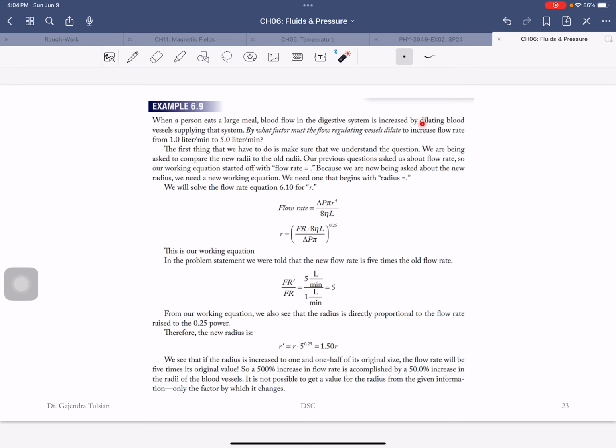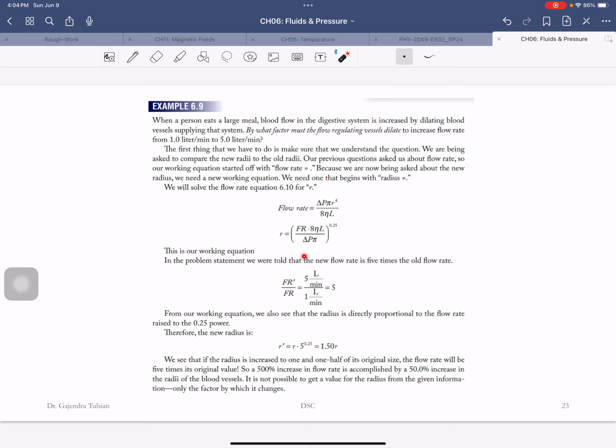Okay, so when a person eats a large meal, the blood flow in the digestive system is increased by dilating blood vessels supplying the system. So let's say you want to increase the flow rate from 1 liter a minute to 5 liters a minute. So you increase the flow rate by a factor of 5. Okay, so there is the expression for the flow rate. You're going to keep the pressure difference the same.